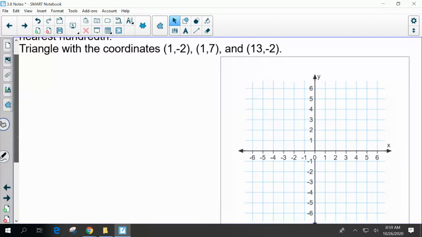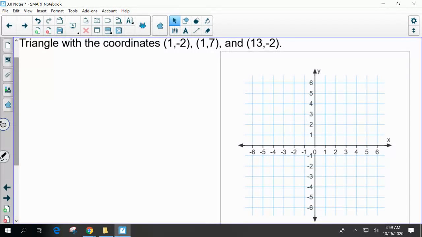Okay, so we're going to do the same exact thing again. So plot your points. Okay, so if you notice this right here, 13 and -2, 13 is way off of my chart. So I'm going to have to estimate, or I could go by 2s. I could do either one. So I'm going to go ahead and just estimate. So here's my first point. And then 13 down 2 would be way off of my board here.